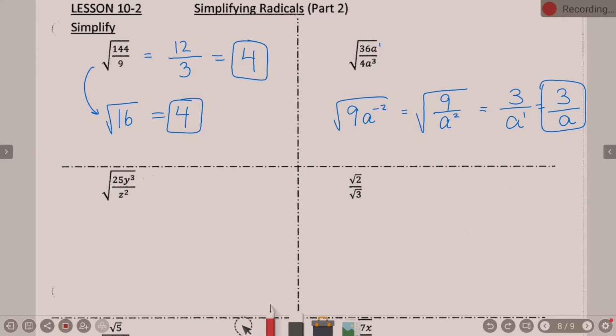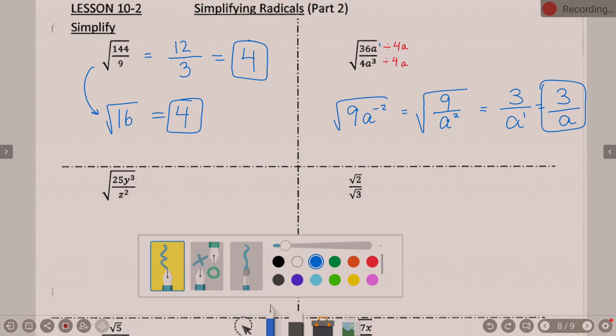So 36 divides by 4, and that was pretty easy. The problem we run into is a doesn't divide by a cubed in that it gave us that negative exponent. So what I tend to do is say, okay, what do my numerator and denominator both divide by? 36 and 4 both divide by 4. And how many a's do they both have in common? They each have at least one a. So what I do is divide top and bottom by 4a.